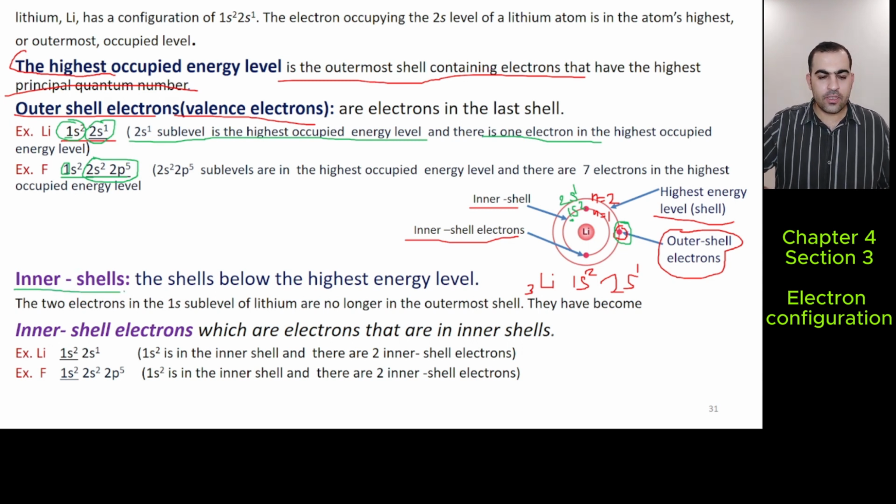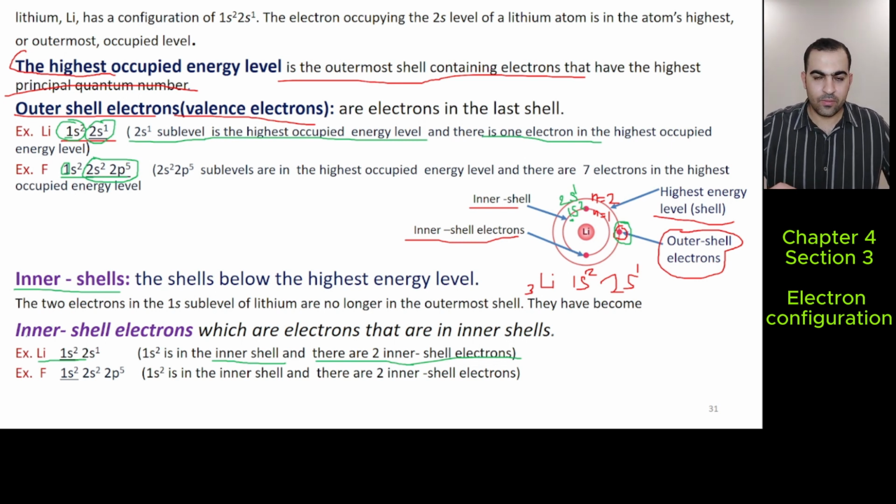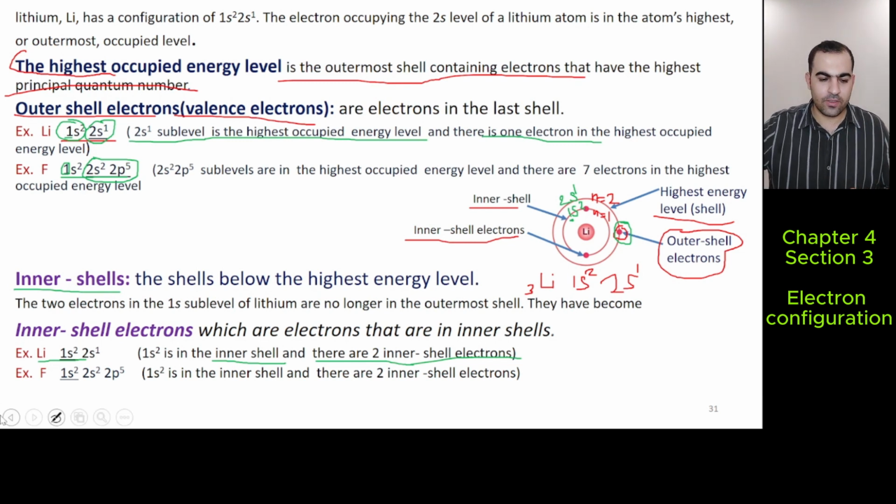Inner shell electrons are the electrons in the shells below the highest energy level, as we said. Here, lithium with 1s2 has its electrons in the lowest energy level, which is the inner shell. So how many electrons does it contain? 2 electrons. So there are 2 inner shell electrons. 1s2 contains only 2 electrons. The superscript represents the number of electrons.